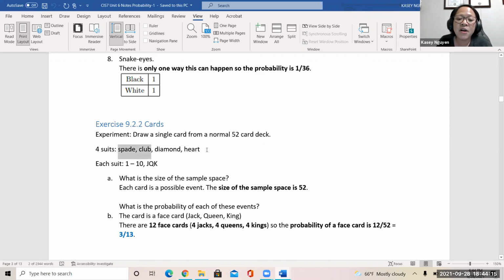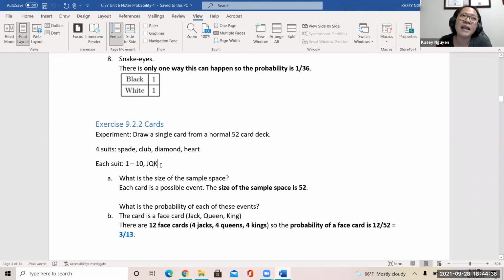The diamonds and the hearts are red. In each suit, you would have 1 through 10. So you would have an ace, which is 1, and then you have 2, 3, 4, 5, 6, 7, 8, 9, 10. And then your face cards are jack, queen, and king.